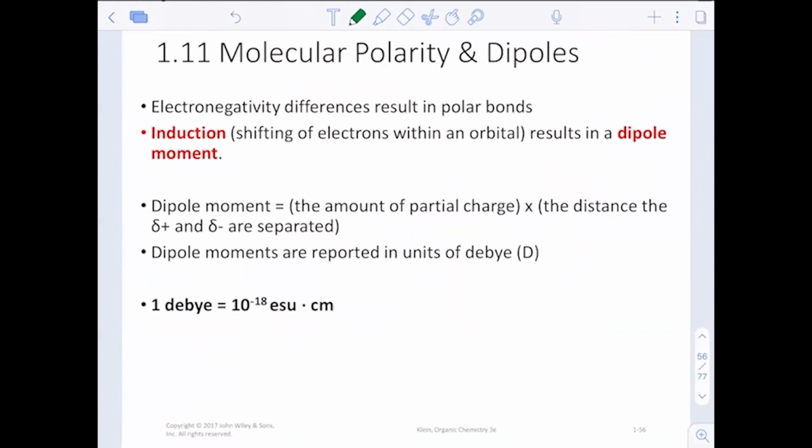Now, we talked about polar bonds. Let's talk about what that means in a molecule. Electronegativity differences result in polar bonds. Induction is the ability of shifting electrons within an orbital, and within a molecule, we can create something called a dipole moment. We will not be actually measuring any dipole moments or reporting any. All we really want to get out of this chapter is the idea of, is there a dipole moment, yes or no? Do I have a polar bond, and is the molecule asymmetric?